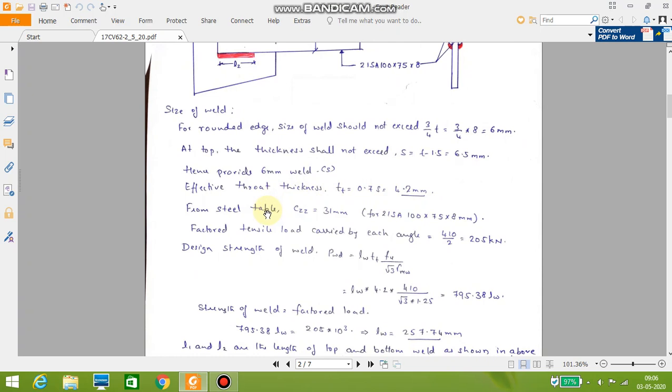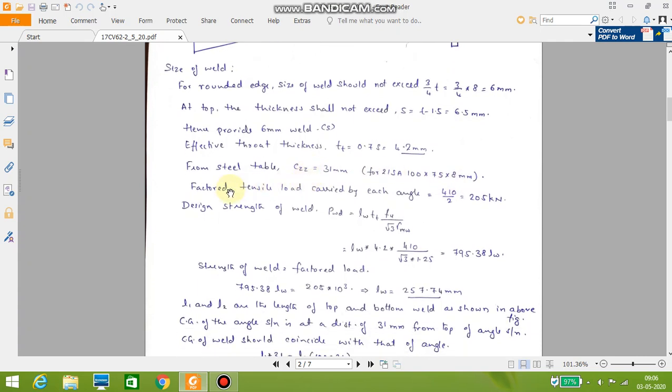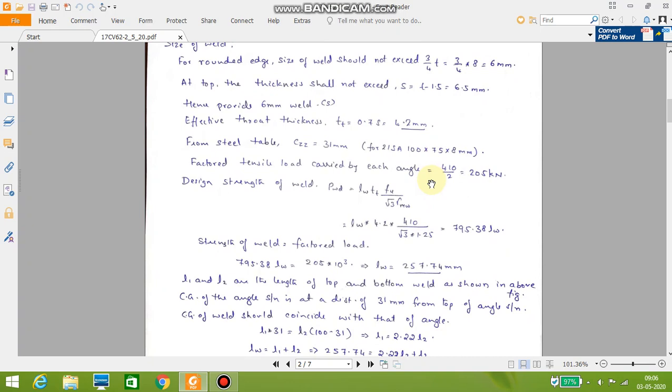From the steel table for ISA 100 by 75 by 8, we get the CG distance equal to 31 mm. The factored tensile load carried by each angle is equal to 410 by 2, that is equal to 205 kilonewton. So whatever the load is there, it is equally shared by the angles. So divided by 2 will come into picture here.